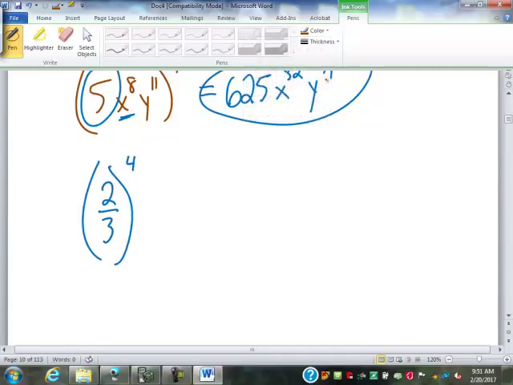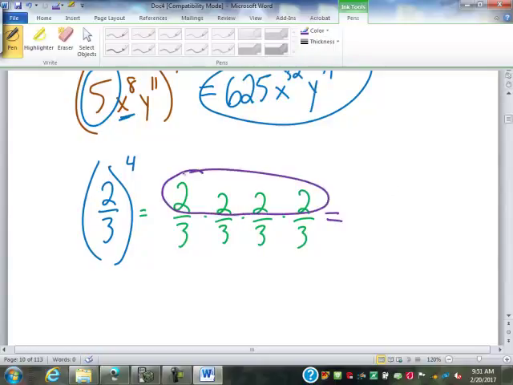If I have 2/3 to the 4th power, so that's 2/3 times 2/3 times 2/3 times 2/3. If I look at what's happening here, remember when I multiply fractions, I'm going to multiply straight across. 2 times 2 times 2 times 2 is just going to be 2 to the 4th power. 3 times 3 times 3 times 3 is going to be 3 to the 4th power.